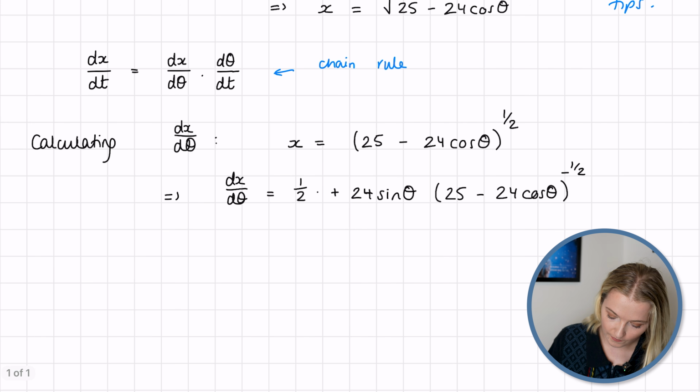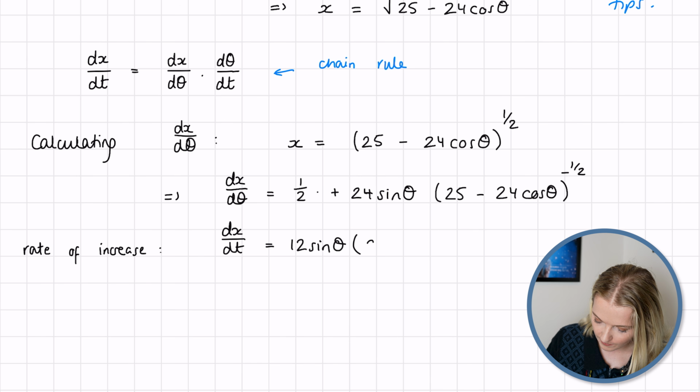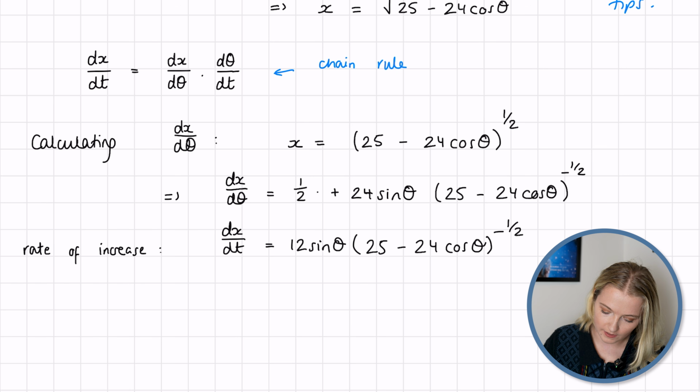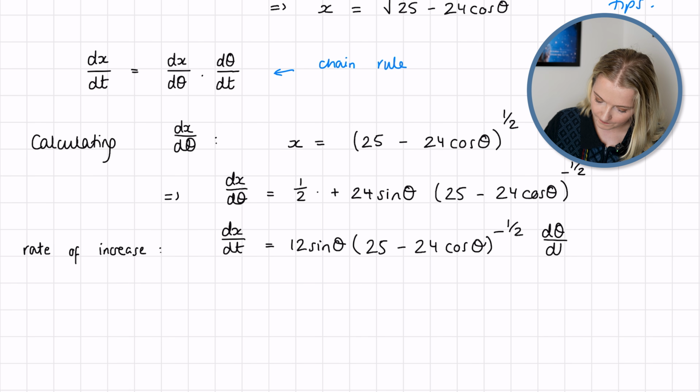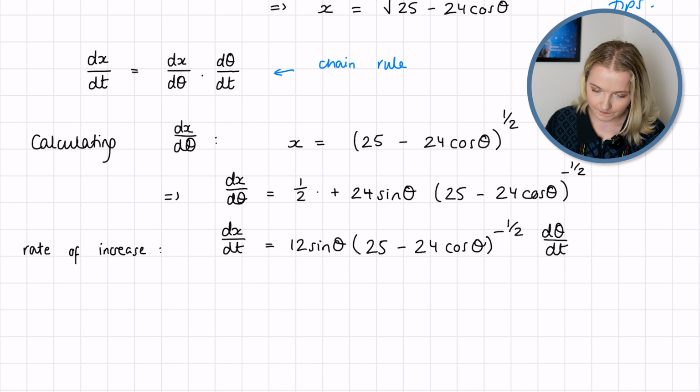Perfect. So from this, we can say the rate of increase would be dx by dt, which would equal all of this. So we would have 12 sine theta multiplied by 25 minus 24 cosine theta to the power of minus a half. And then, of course, we're multiplying by d theta by dt. So that's d theta by dt. And again, this entire thing here is the rate of increase.